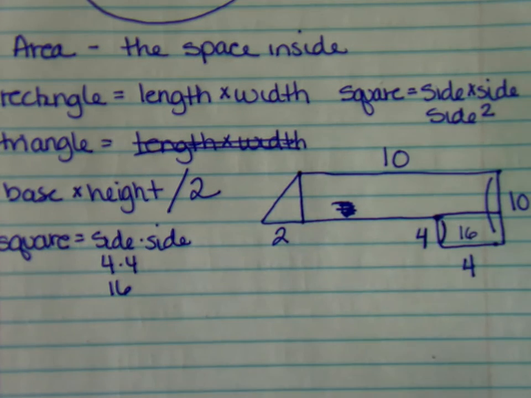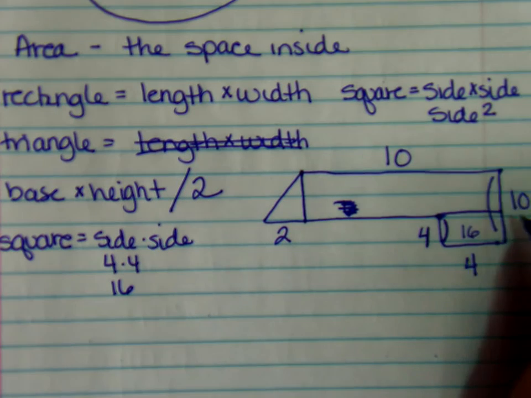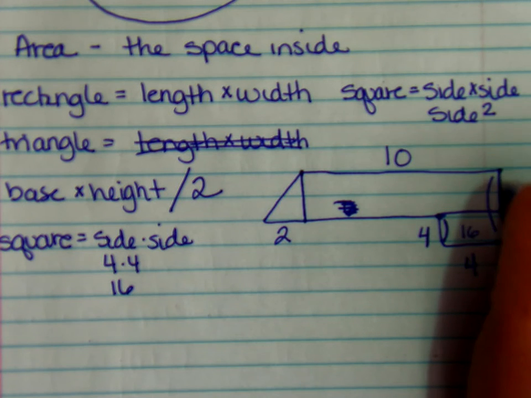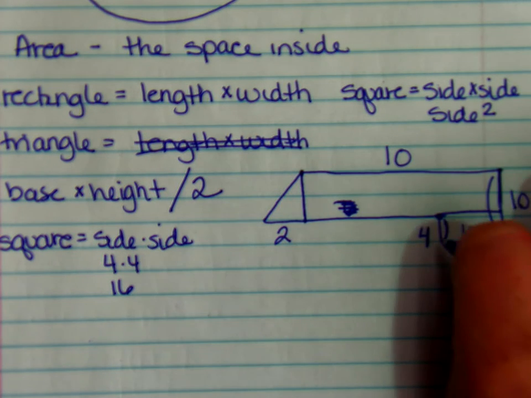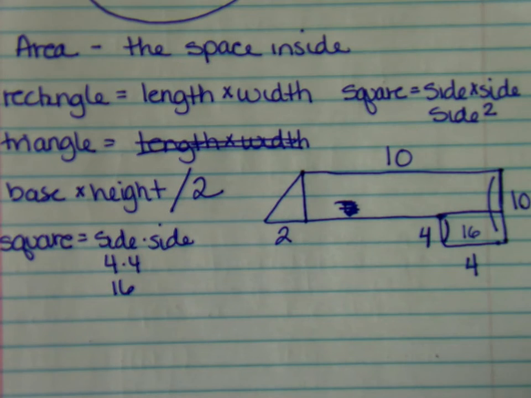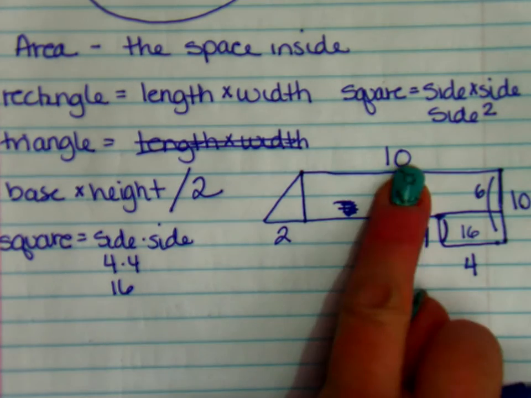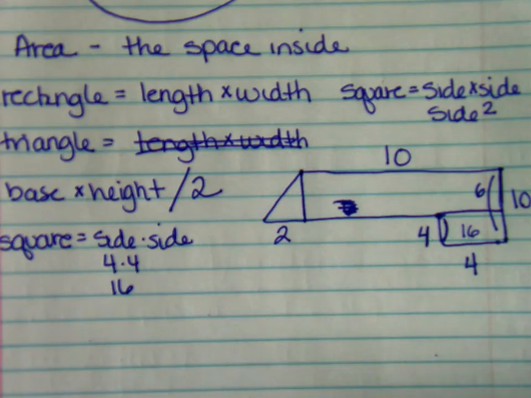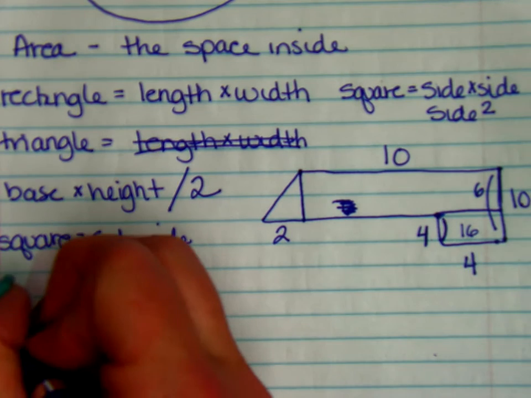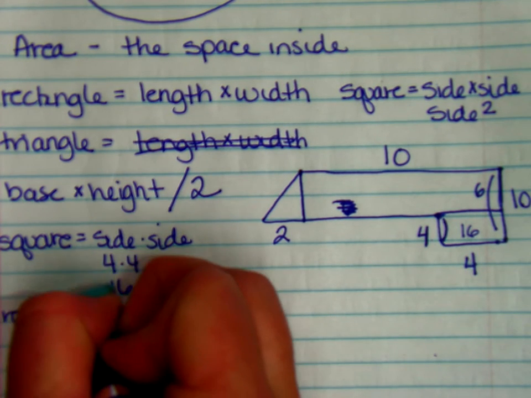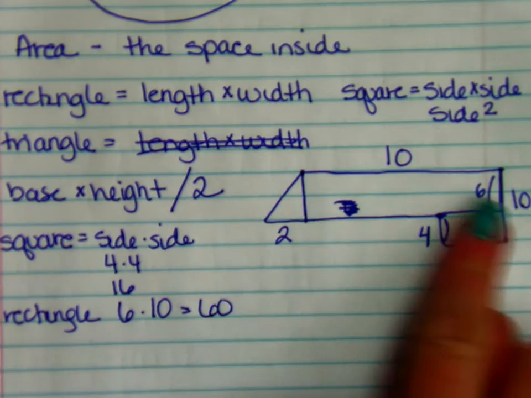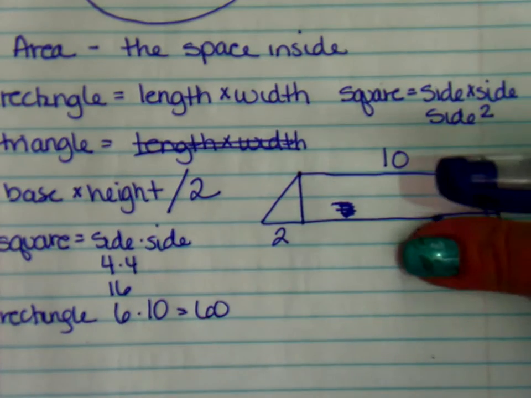This would be 16. Now this rectangle in here that we have is not going to be 10 because that's the whole length from here to here. I only need this length right here, which is 10 minus the 4 that we used already for our box. Well, 10 minus 4, my area in here is 6. And then I'm only going from here to here, which is 10. So I'm going to say this is 6 times 10. So my rectangle is 6 times 10, which is 60. That's just that part.